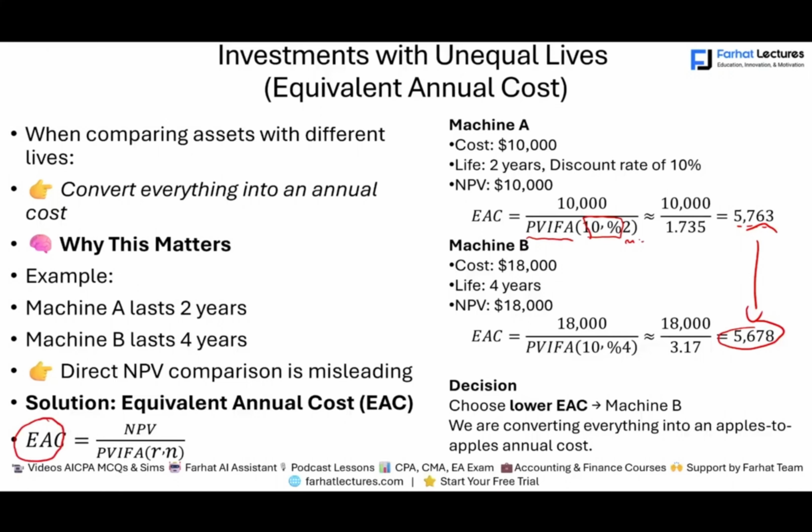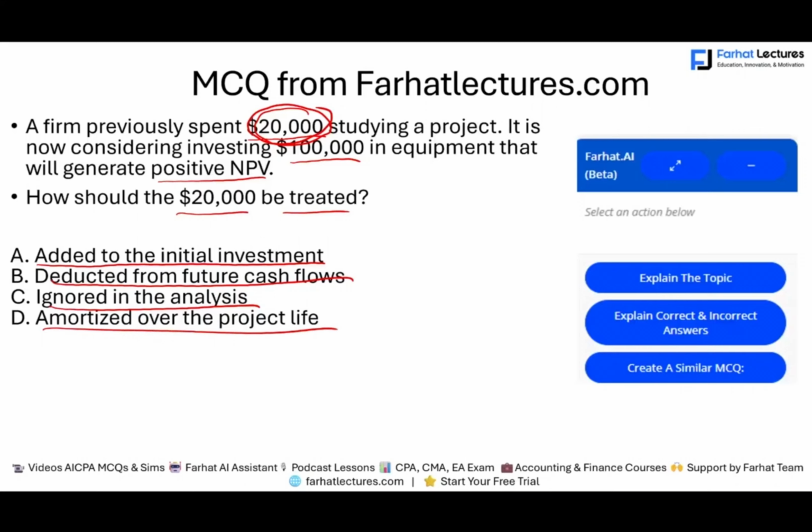A, added to the initial investment. B, deducted from future cash flow. C, ignored in the analysis. D, amortized over the life of the project. All right. How would you make that decision? How would you treat this $20,000 if you want to compute the NPV?